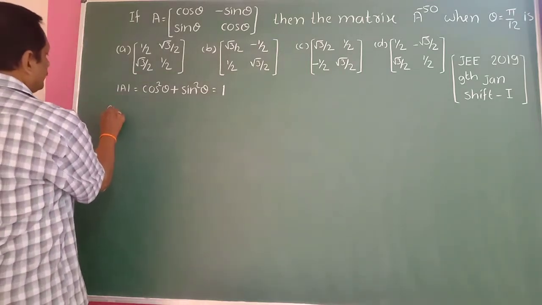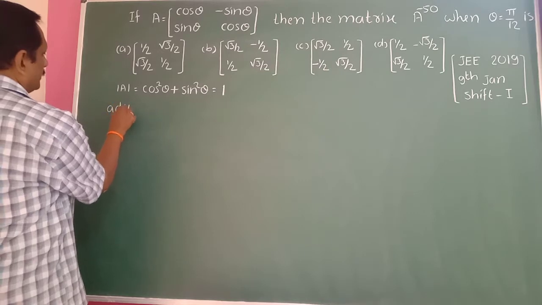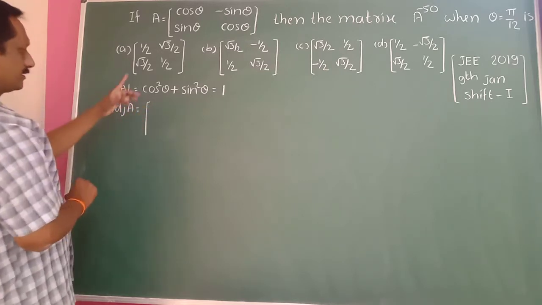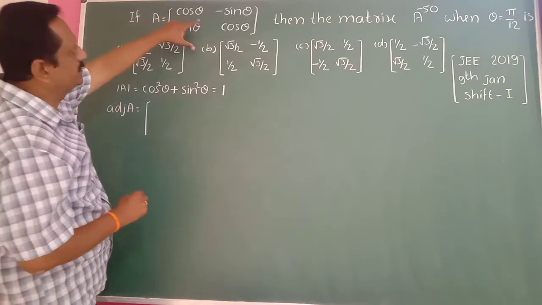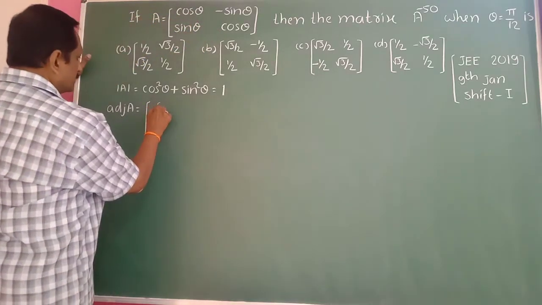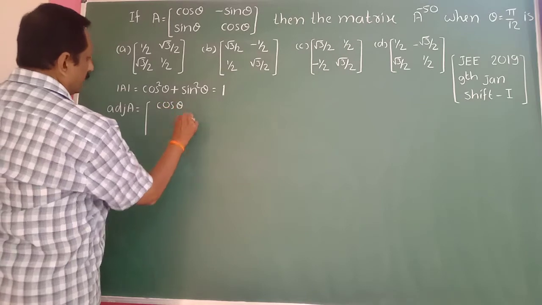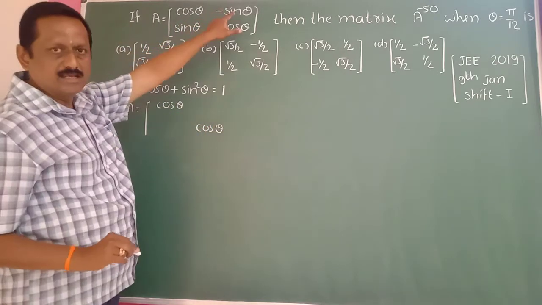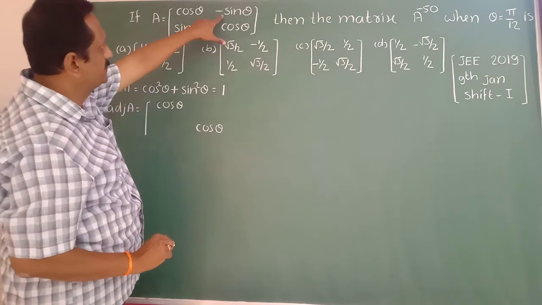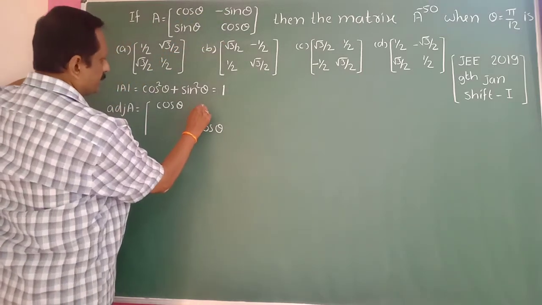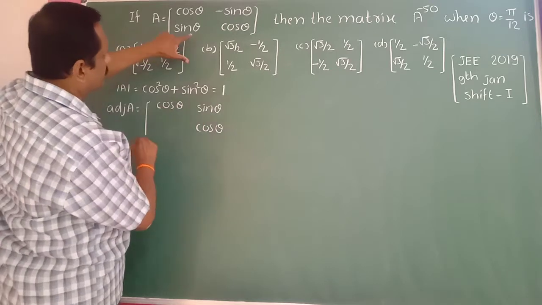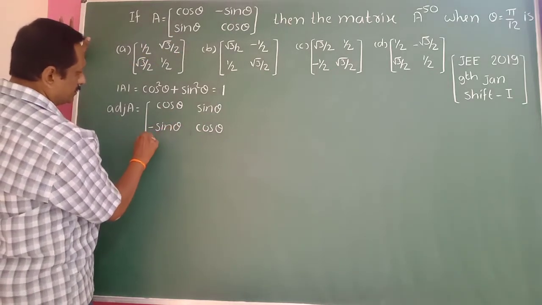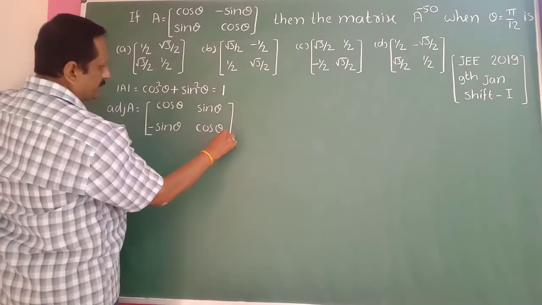Then adjoint of A. It is a matrix of order 2 into 2, so directly you can write the adjoint of the matrix: interchange the diagonal elements, so cos theta and cos of theta, and change the sign of the non-diagonal elements. Minus sign is there, write plus sign, and here plus sign, write minus sign. So this is the adjoint of the matrix.